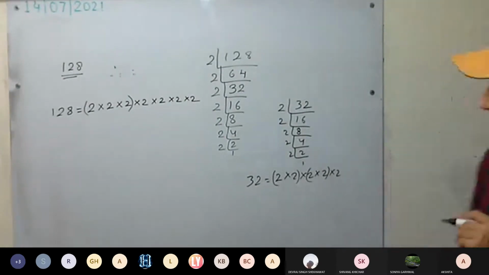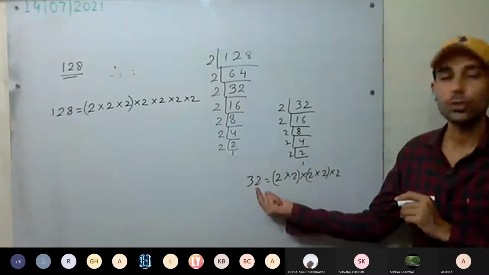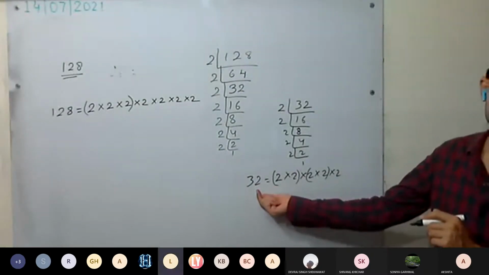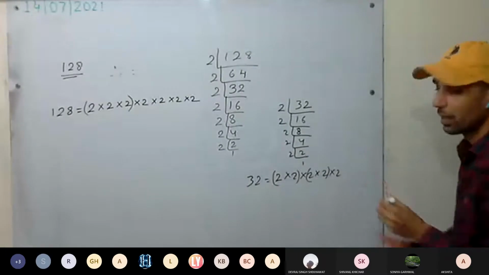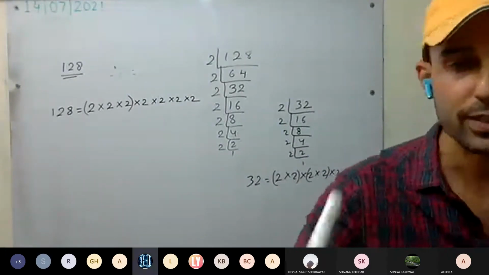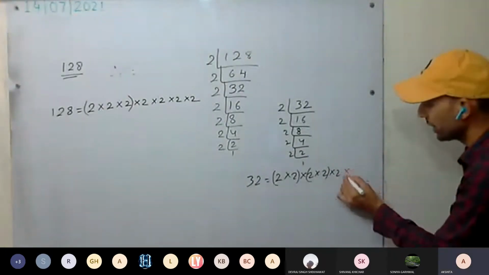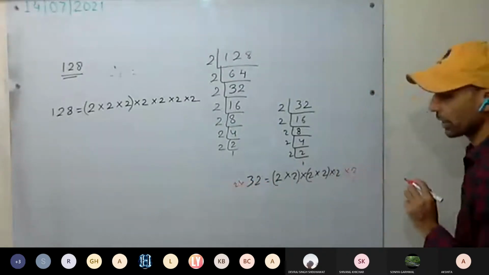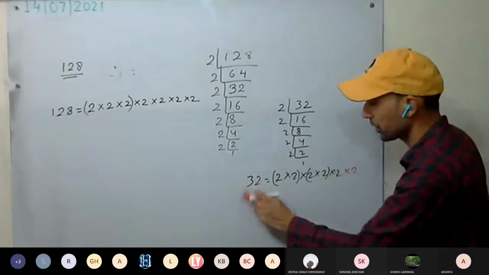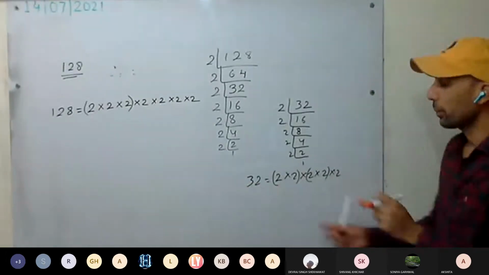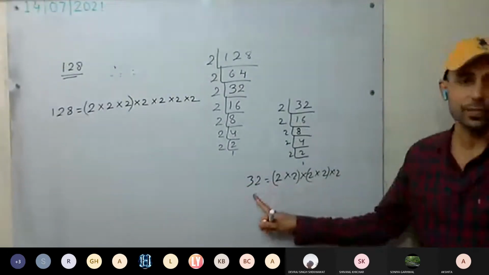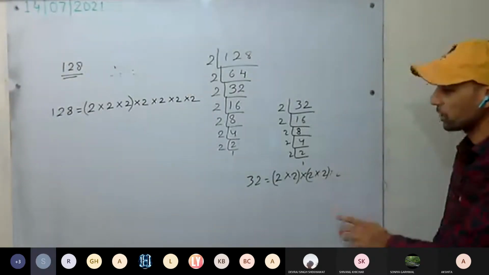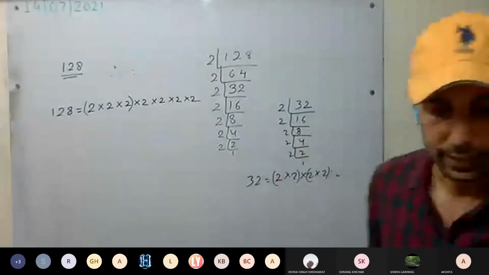One more question I ask you. By what number should 32 be multiplied to make it a perfect square? 2. It means we multiply with 2, and we'll get the pair. So it will be 64, that will be a perfect square. By what number should it be divided to make it a perfect square? 2. That means you have to remove this one, and 16 will be the answer.